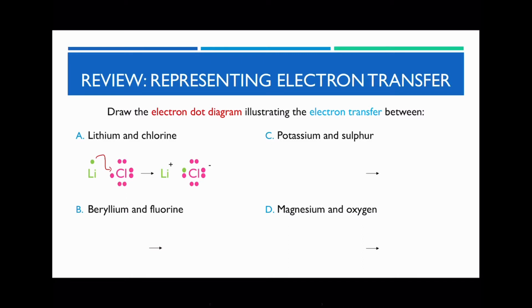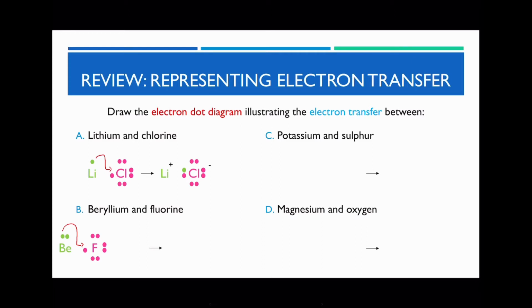For the second example, beryllium and fluorine, beryllium has 2 valence electrons because it belongs in group 2. Fluorine, on the other hand, is again in group 7, so it has 7 valence electrons. In this example, beryllium has 2 electrons to lose in order to become stable, so it will donate 1 electron over to fluorine. However, after fluorine has gained this electron, fluorine is now stable, so it doesn't require any extra electrons.